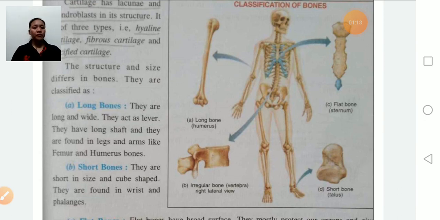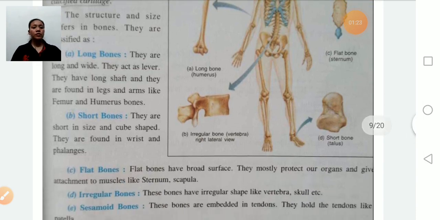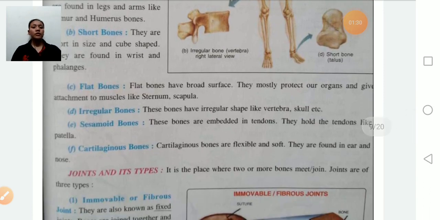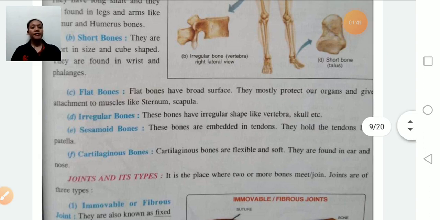Long bones are long and wide, and they are mainly found in the legs and arms. Short bones are short in size and cube shaped. They are found in the wrist. Flat bones have a broad surface, and they mostly protect our internal organs and give attachment to the muscles, like the sternum and scapula.